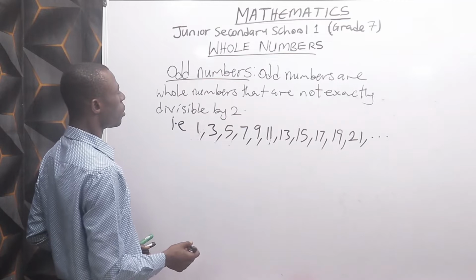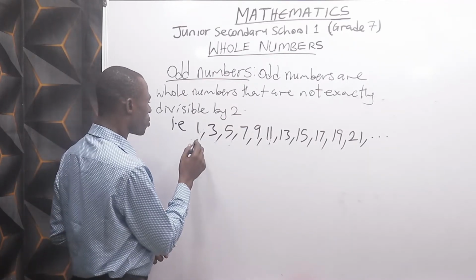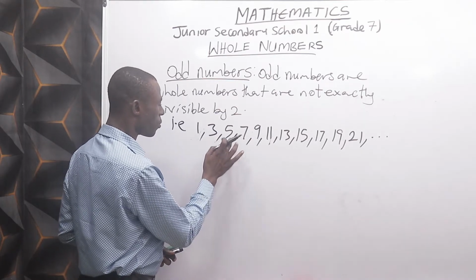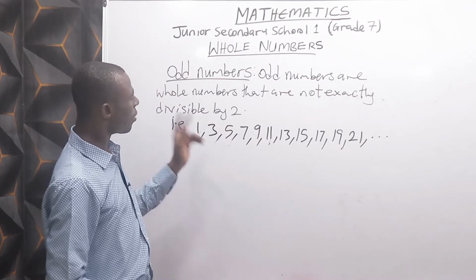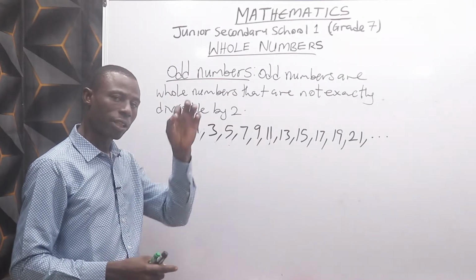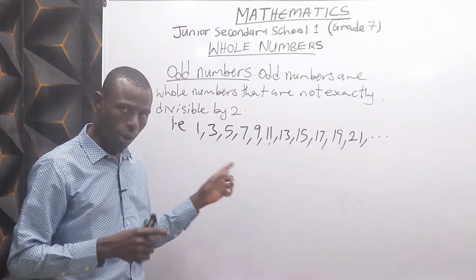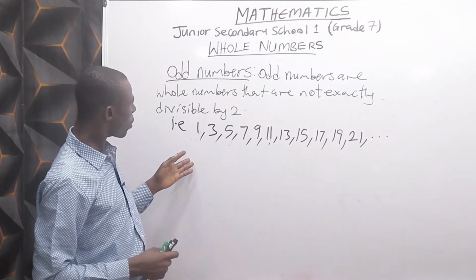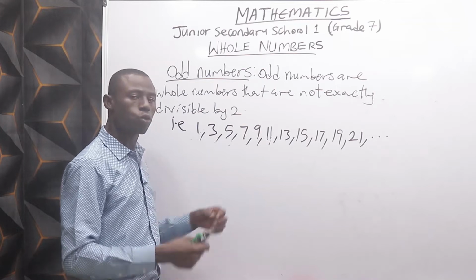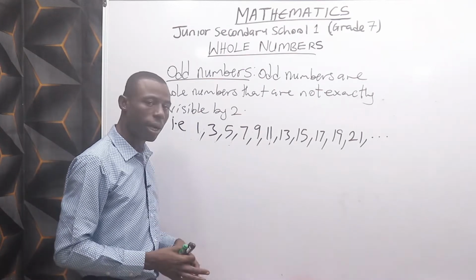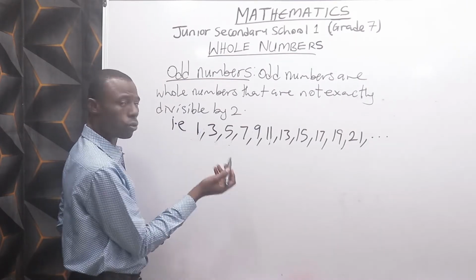So, something is noticeable here. The difference between any 2 consecutive odd number is 2. Don't forget, the difference between any 2 consecutive natural or whole number is 1. Don't forget, we have done that. But now, here we are in odd numbers. The difference between any 2 consecutive odd numbers is 2. As you can see, the difference between 1 and 3 is 2.